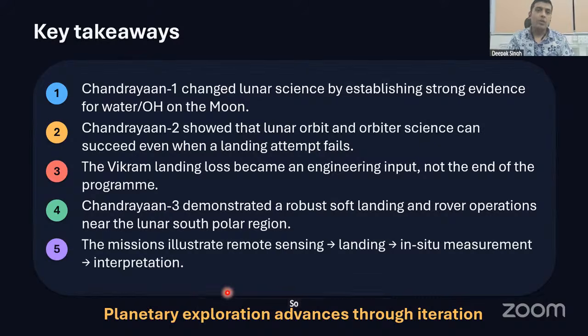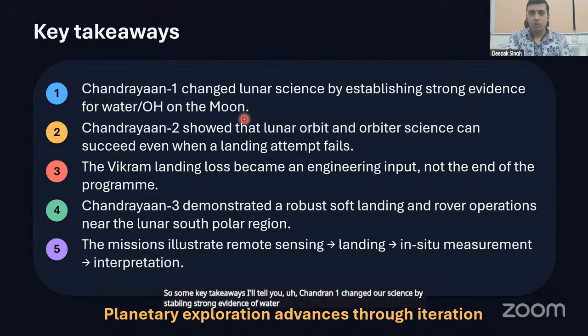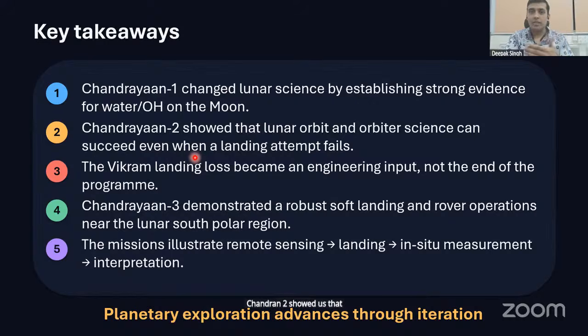So some key takeaways I'll tell you. Chandrayaan 1 changed our science by establishing strong evidence of water and OH on the moon. Chandrayaan 2 showed us that lunar orbit and orbiter science can succeed. Even if we failed, it's okay. And then it became an engineering input for us. We learned a lot of things. But of course, we learned, we improved, we went again, and we demonstrated that we can do a soft landing also very close to the South Pole, which is also very challenging because to get to the South Pole, there are orbital challenges. You have to maneuver very sophisticatedly. And then the mission illustrates that we get remote sensing, then landing, and then we eventually got in situ measurement.